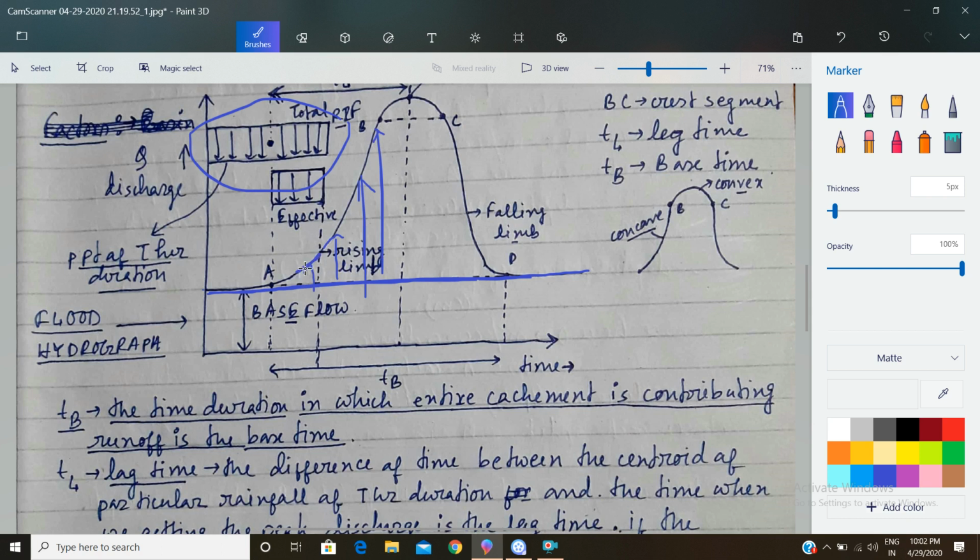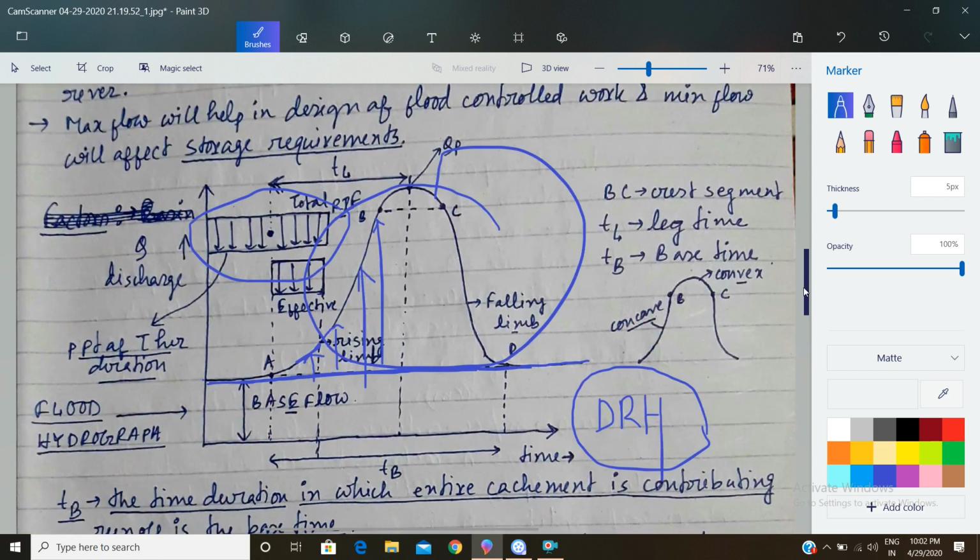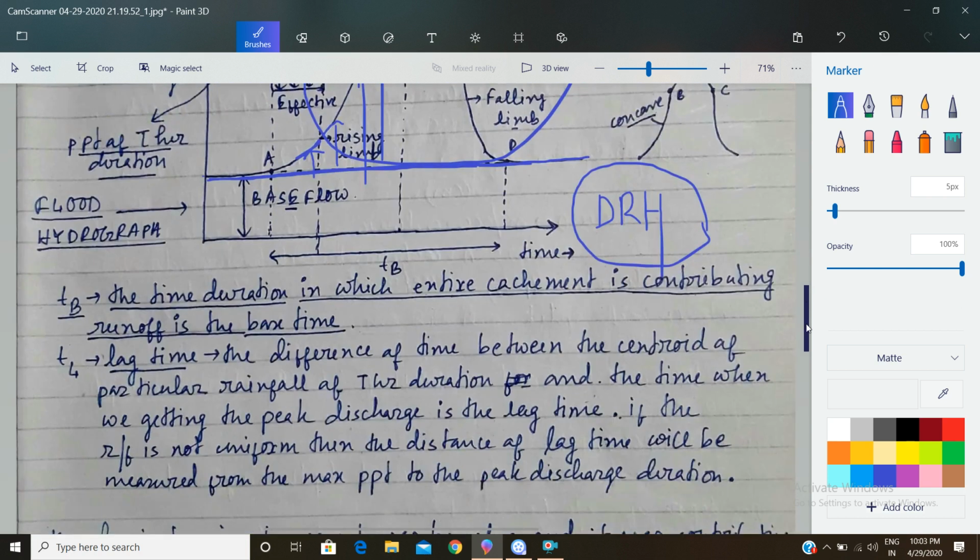So if from a flood hydrograph we just neglect the base flow or deduct the base flow, then we will get a hydrograph which is known as direct runoff hydrograph. So this is DRH. So one is the flood hydrograph, and one is the direct runoff hydrograph which shows only the runoff portion and doesn't show the base flow portion. This is known as DRH, and one more hydrograph is there, known as the unit hydrograph, which we will study further.